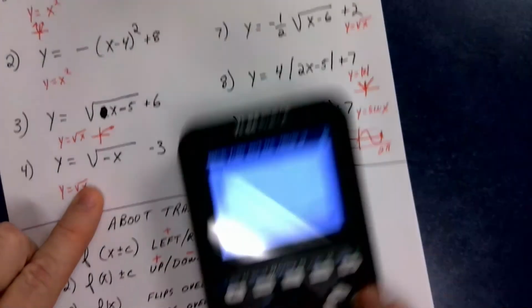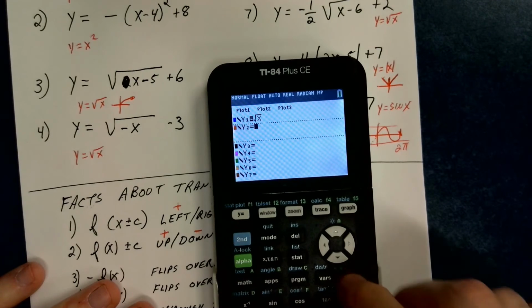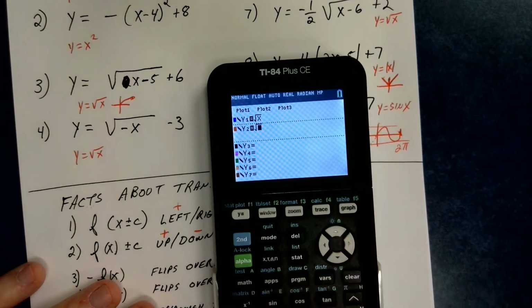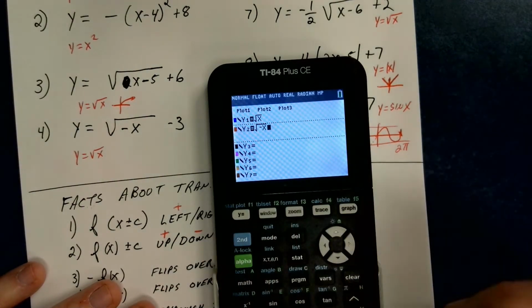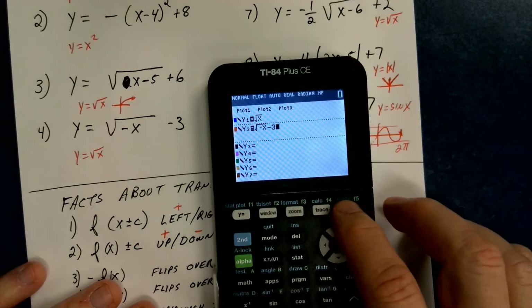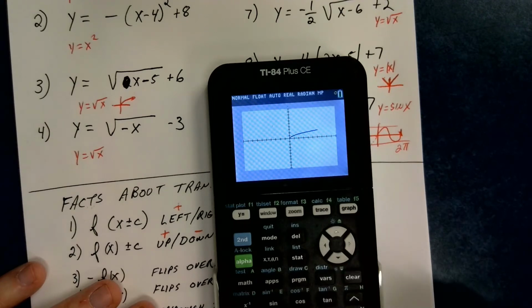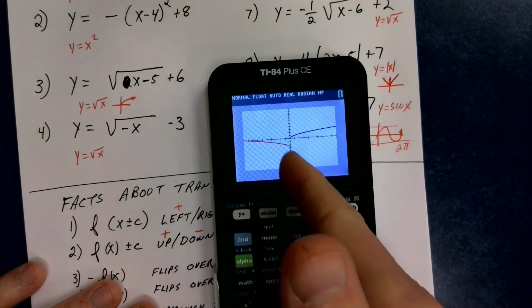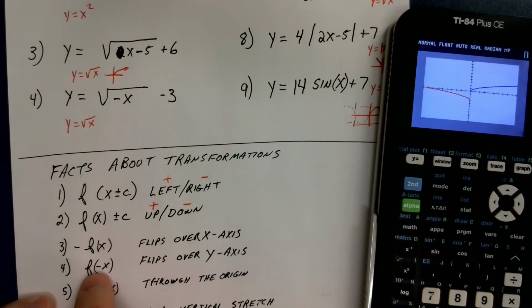Okay, so let's do this next one here, number 4. So here's my original, y equals square root of x, and now I'm going to do square root of negative x, and then remember, move your cursor to the right so it's outside the parentheses, minus 3. And I go to the graph, oops, sorry, zoom 6 this sucker, zoom 6. So now you can see this is a reflection over the y-axis, right? When I change the x itself, make the x negative, it flips it over the y-axis.